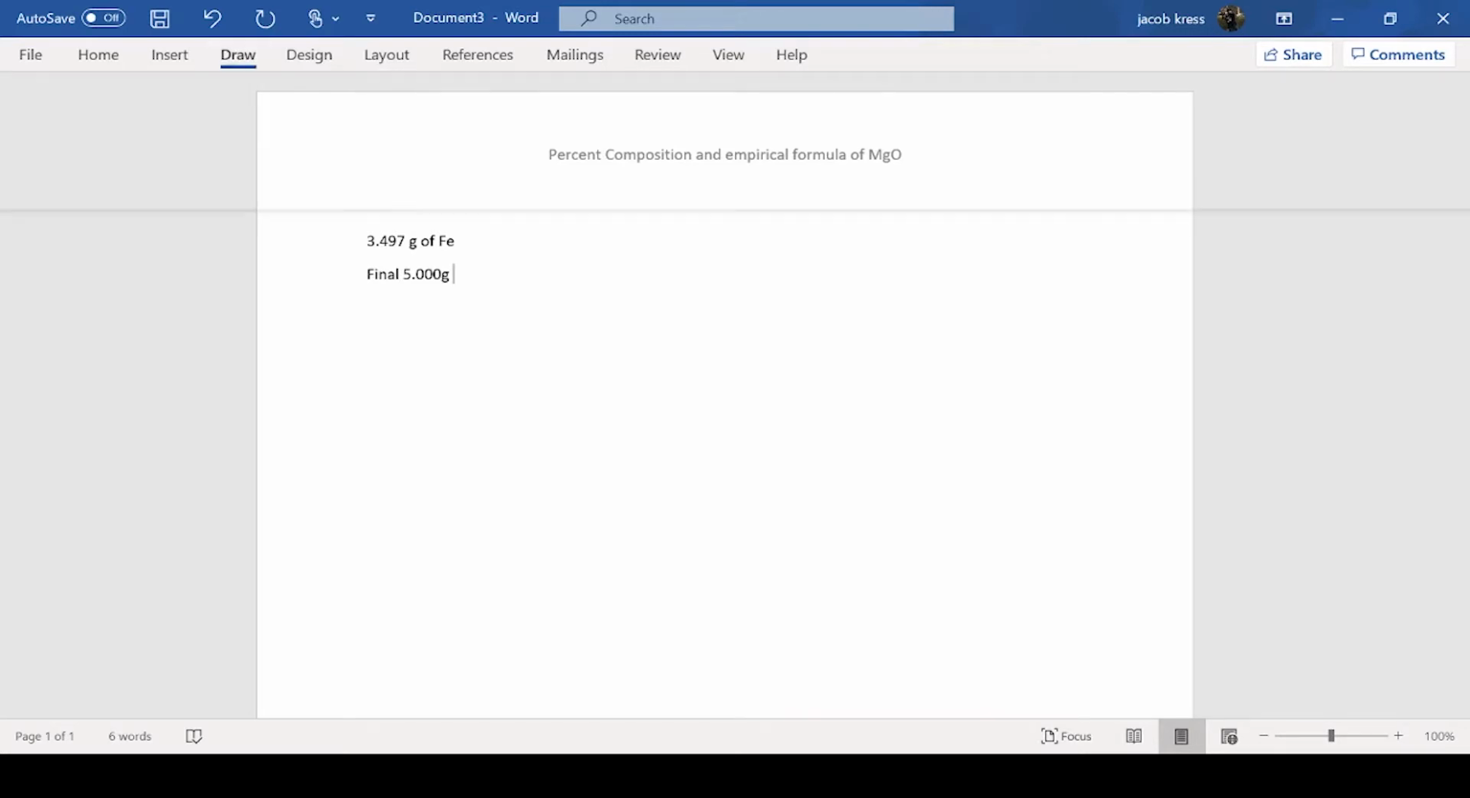In that problem, it says you start with 3.497 grams of iron, you react it with oxygen, and you're left with a final mass of 5 grams. The important thing to keep in mind is we can't create or destroy matter. So that iron we had at the beginning is also there at the end, and the mass that's different had to come from somewhere. In this case, it would have been the oxygen.